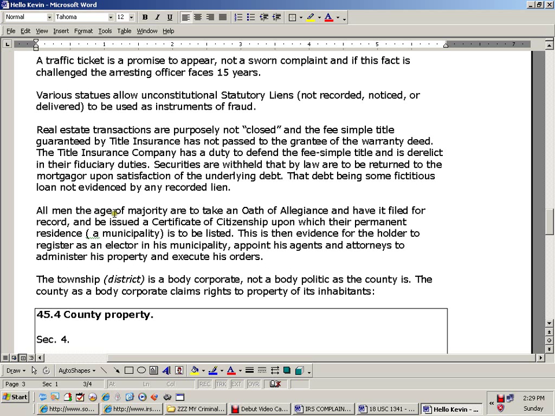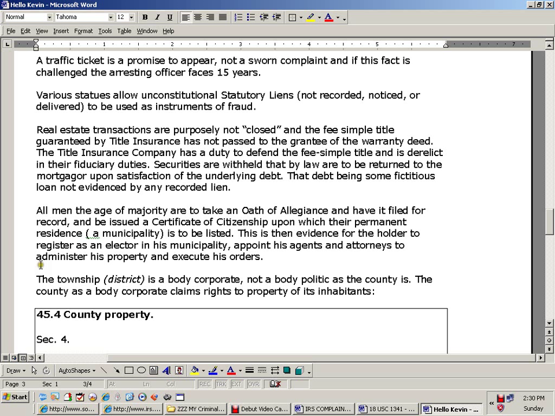All men the age of majority are to take an oath of allegiance and have it filed for record, and be issued a certificate of citizenship upon which their permanent residence, municipality, is to be listed. This is then evidence for the holder to register as an elector in his municipality, appoint his agents and attorney to administer his property and execute his orders. They're going to be your executor and administer your orders. We just need to get our domicile in the municipality.